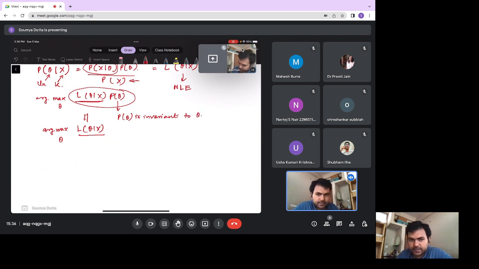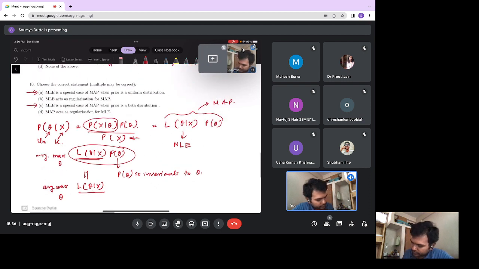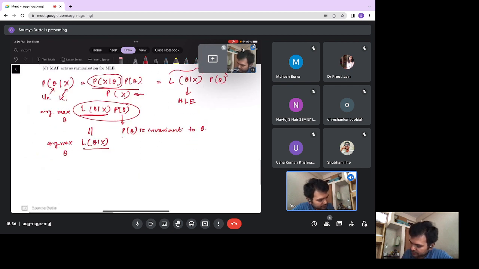Whenever theta changes, p theta doesn't change. Only then will L theta given x and p theta times L theta given x give out the same solution for argmax over theta, right? And this happens, which distribution gives this?